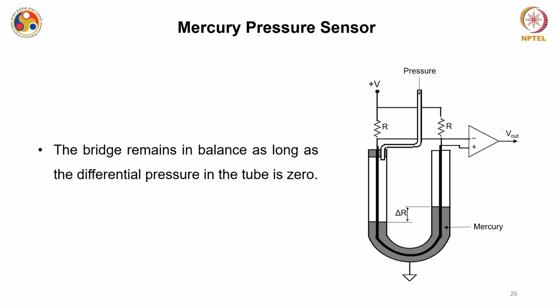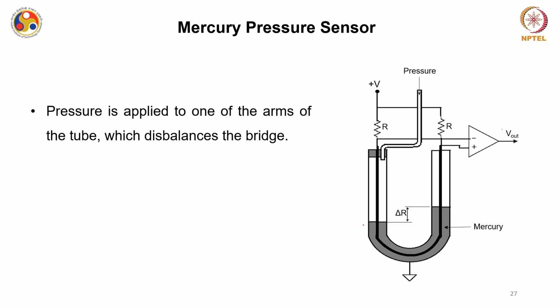So this bridge will remain in balance as long as the differential pressure in the tube is 0. When there is no differential pressure, the pressure is being applied from this point. If there is no differential pressure, it means the output will remain 0. So basically this is a null type of device. The bridge remains in balance as long as the differential pressure in the tube is 0.